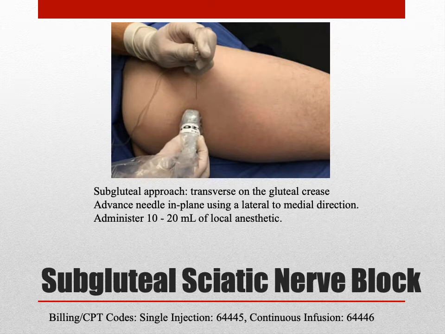The needle should be advanced in plane using a lateral to medial direction. 10 to 20 milliliters of local anesthetic is appropriate for this block.